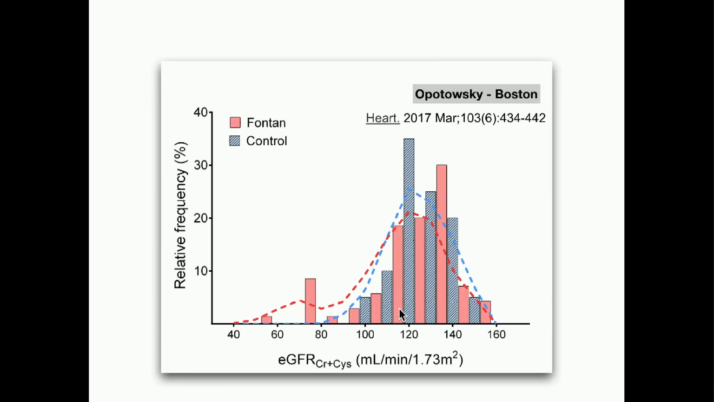So looking then at the kidney, this is a lovely work from Sasha, published in Heart last year, just showing the spectrum of patients with renal dysfunction in the Fontan population.